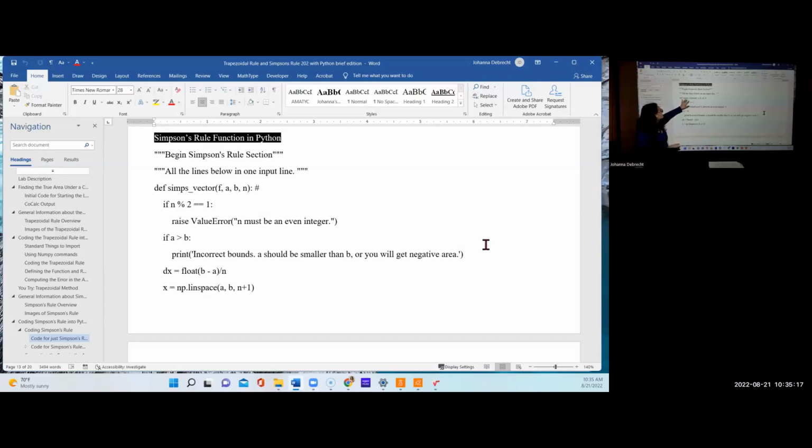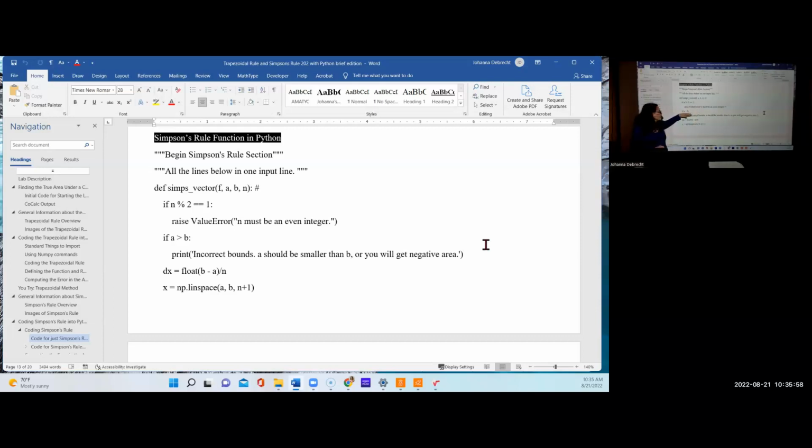So this is defining the Simpson's vector. This defines it as a vector. And we have called it up on some integrand f from the lower limit of integration a to the upper limit of integration b using an even number of boxes n. And then I didn't have a comment after this, but the hashtag is still there. You can delete that if you like. If n mod 2 is not equal to 0, raise the ValueError, n must be an even number. In other words, if you put in an odd number of boxes, it's going to raise an error that tells you n must be an even number, and then it's going to stop, right?